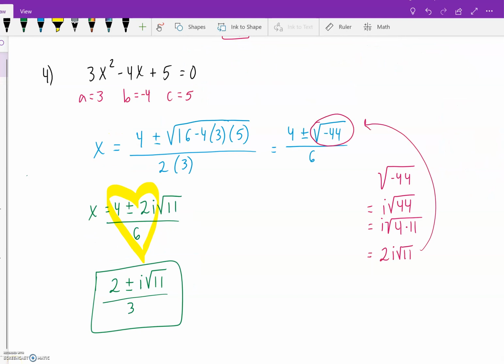That's it on complex roots. Remember, on your assignment, you're going to be solving the quadratics using whatever method you like. There will be some with real solutions, and then always look out for the ones that will have imaginary solutions when there is a negative under the radical.